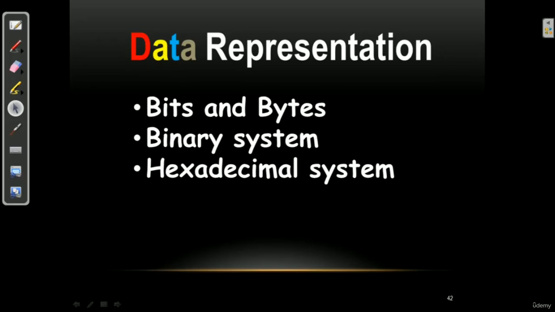Now let me give you a glimpse of how the hexadecimal system actually works. So we are talking about the hexadecimal right now.